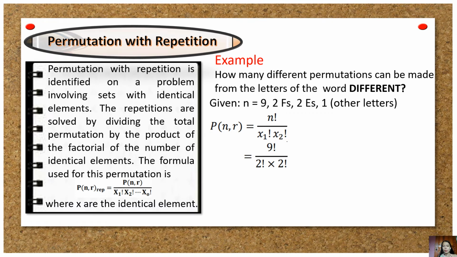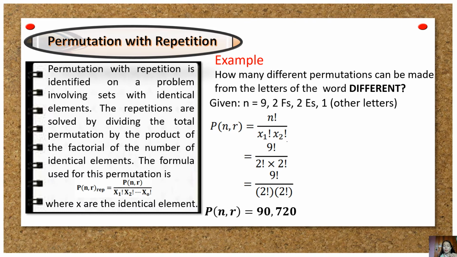N is equal to 9, so we have 9 factorial over 2f, so 2 factorial, times 2e, so times 2 factorial. 9 factorial is equal to 9 times 8 times 7 times 6 times 5 times 4 times 3 times 2 times 1, divided by 2 factorial times 2 factorial, which is 2 times 1 times 2 times 1. So, we have 4.